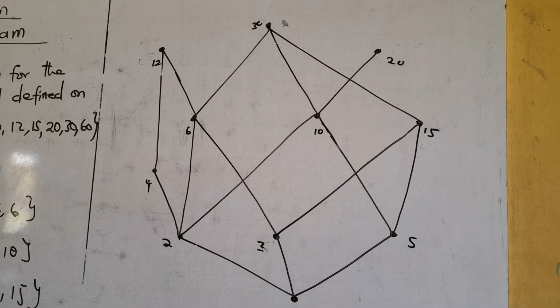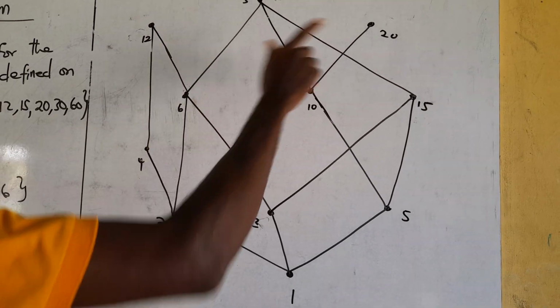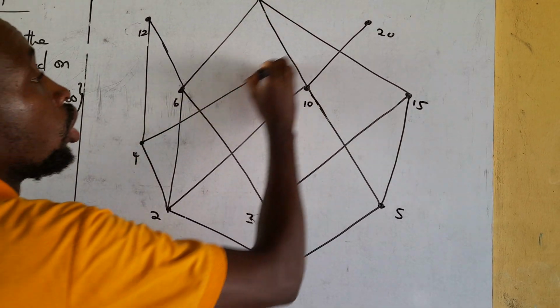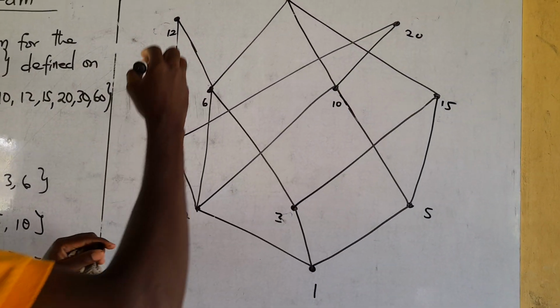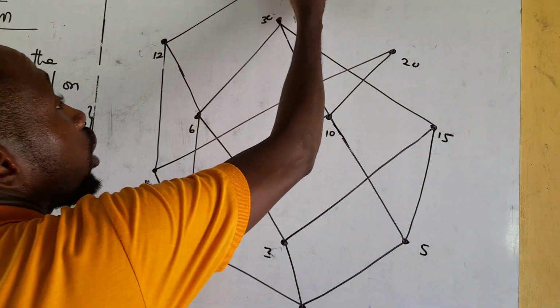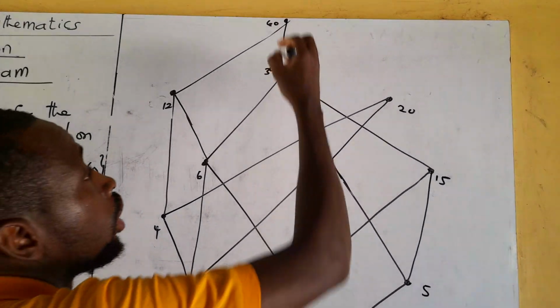So we are still on 20. So what's the next step? You see that 4 is also a factor of 20. So we go like that. I hope you get it. The next step is 60. So 12 is a factor of 60. 30 is a factor of 60.